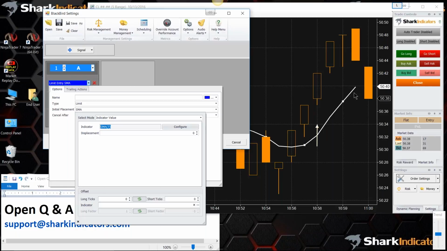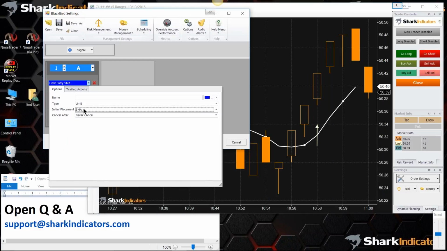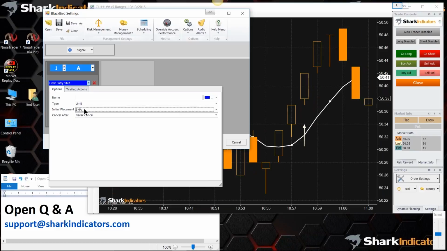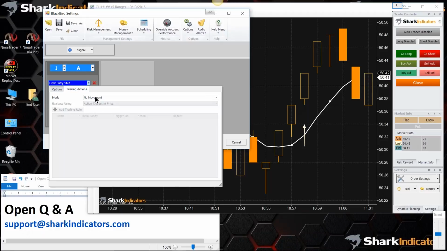Now, of course, price may not necessarily come back and fill us on the first bar. But what we set up is the initial placement is the SMA, and BlackBird's not going to keep moving your limit order automatically. That would be a trailing action. So if you want your limit order to keep moving as the SMA updates, then you need to set up a trailing action. Right, so we can set up a trailing action.